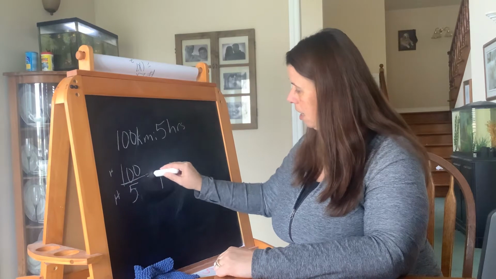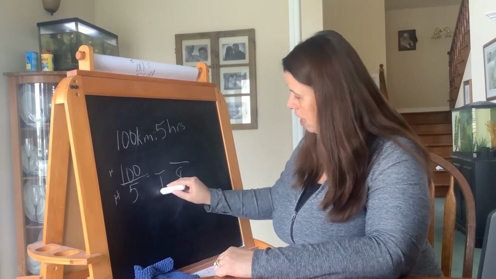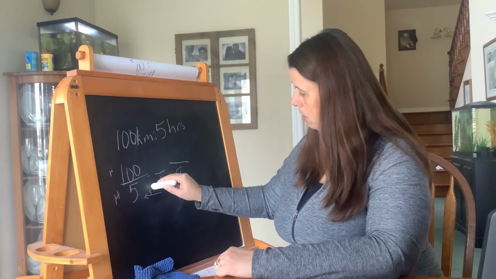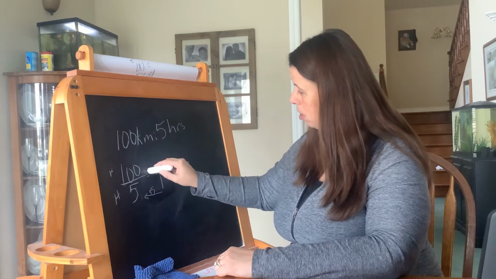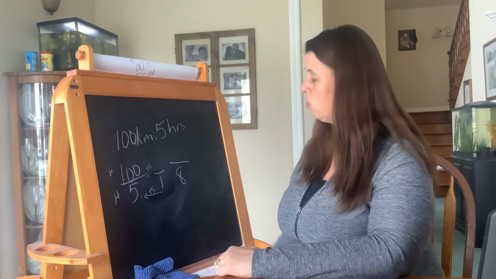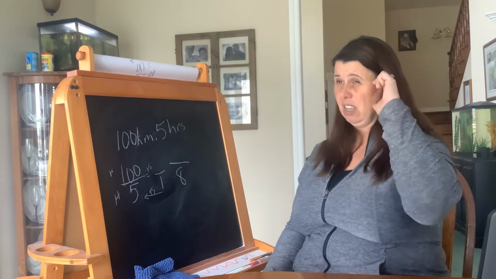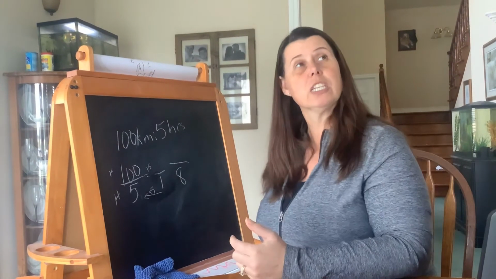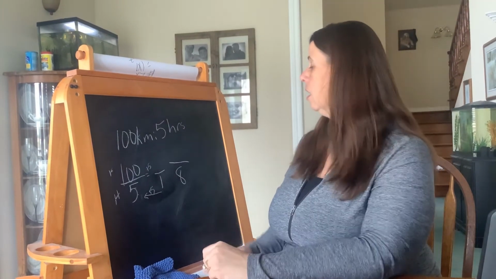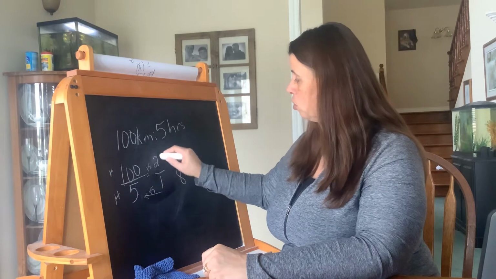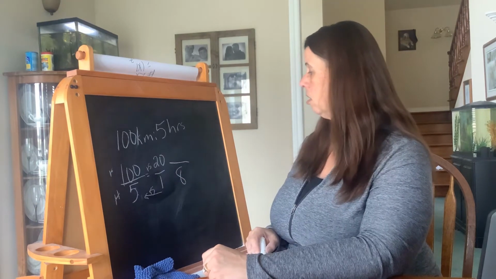So how do I get from 1 to 5? I times it by 5. So this number times 5 has to equal 100. How many 5s make 100? How many nickels make $1? I know that 20 nickels make $1.